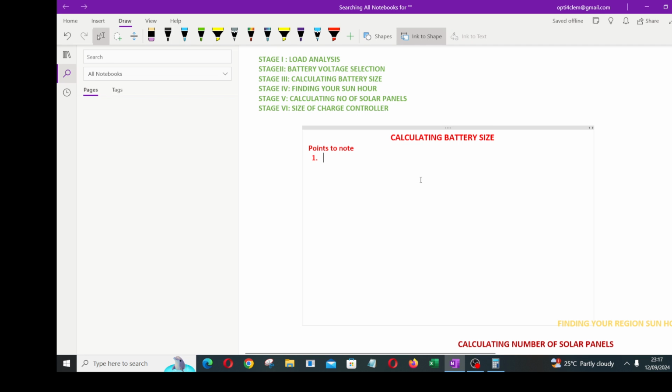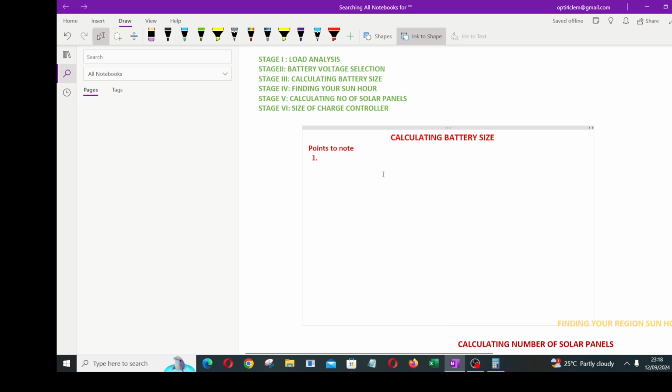Here we want to look at how we calculate battery size. We have done the load analysis. We have done the battery voltage selection. Now, how do we calculate the battery size? Before you can successfully calculate the battery size, there are some points you need to note.